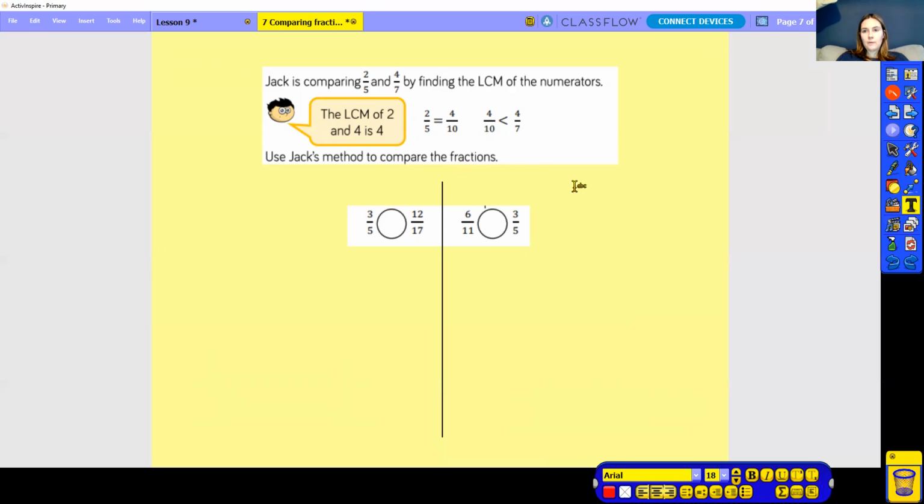Now, the thing is, when the numerator is the same, the larger the denominator, the smaller the fraction. So here you can see that the 10 is larger than the 7. So therefore, 4/10 is going to be smaller than 4/7. So we're going to do the same over here.